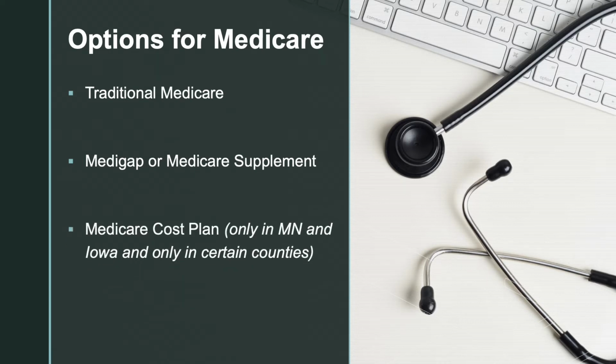Medicare cost plans are no longer offered in certain counties in Minnesota and Iowa, and we'll have a little bit more on that later. But the cost plans act very similar to a Medicare Advantage plan, but provide greater access to providers. Medicare Advantage is often called a Medicare HMO. You must use a network provider on the HMO list, and generally your primary care physician then directs your care.